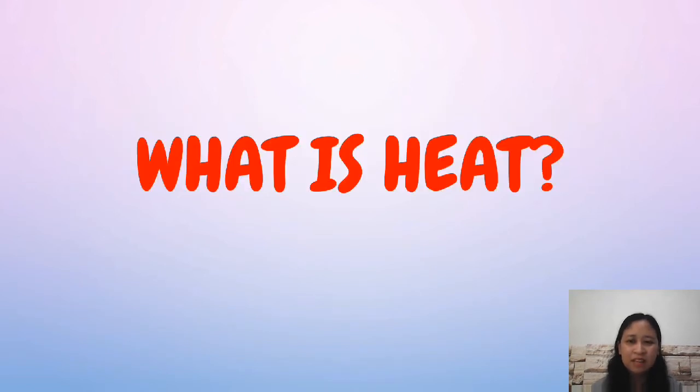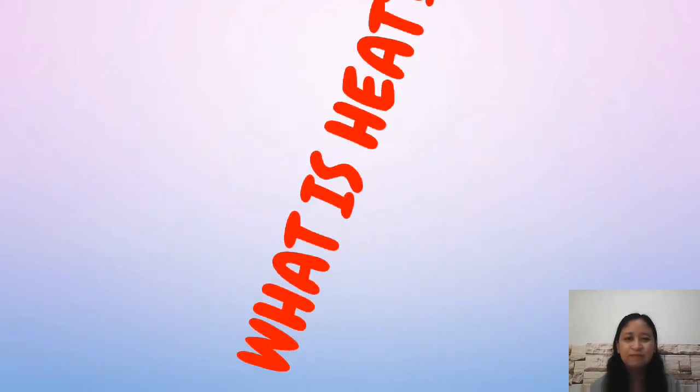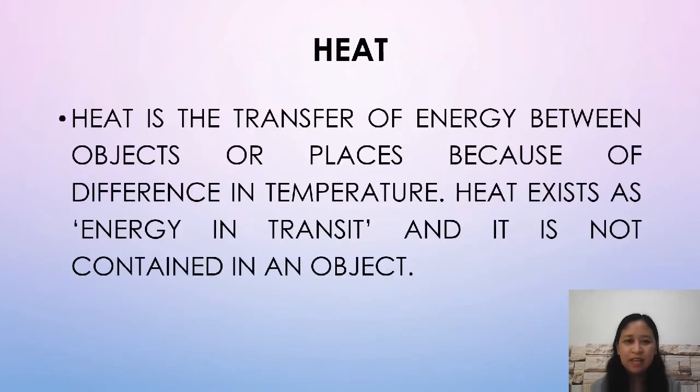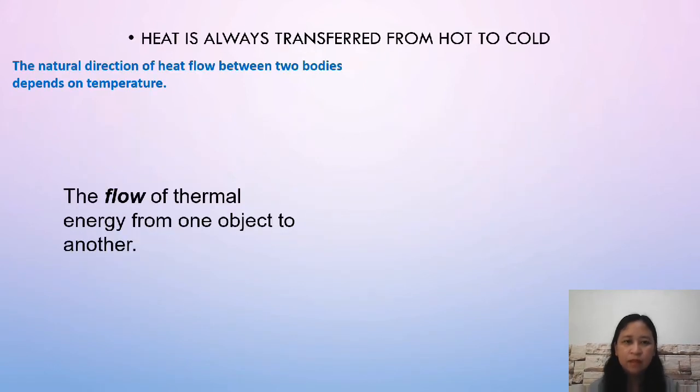So what is heat? Heat is a transfer of energy between objects or places because of difference in temperature. Heat exists as energy in transit, and it is not contained in an object. Heat is always transferred from hot to cold. The natural direction of heat flow between two bodies depends on temperature.